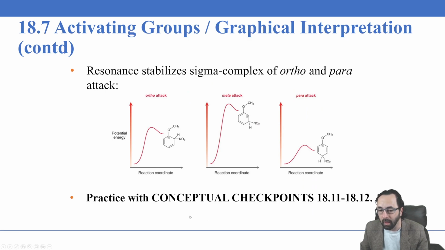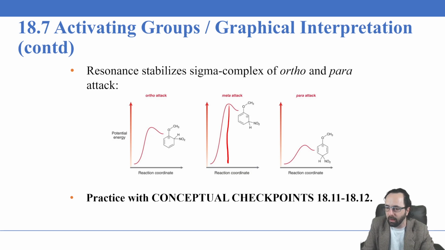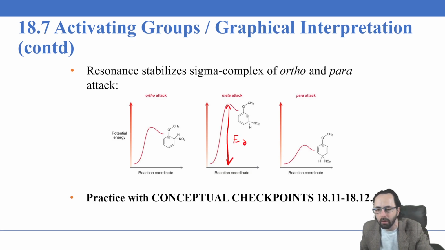And we can see again, due to the significant resonance stabilization, we have, for the ortho and the para attack, much lower energy intermediates, thus also having much lower energy transition states, thus having lower activation energy, whereas we don't have that kind of stabilization for meta attacks, so the activation energy is very large, thus slowing down the meta substitution significantly.